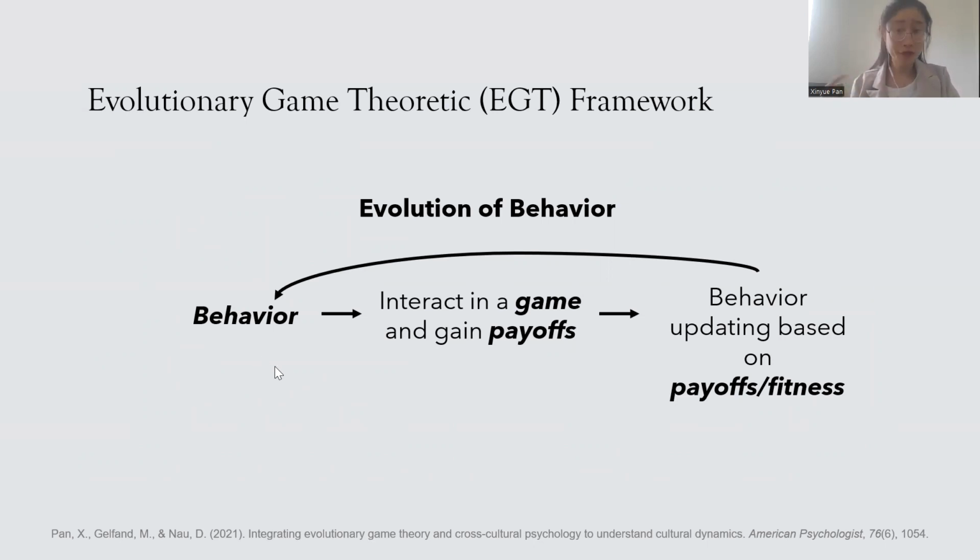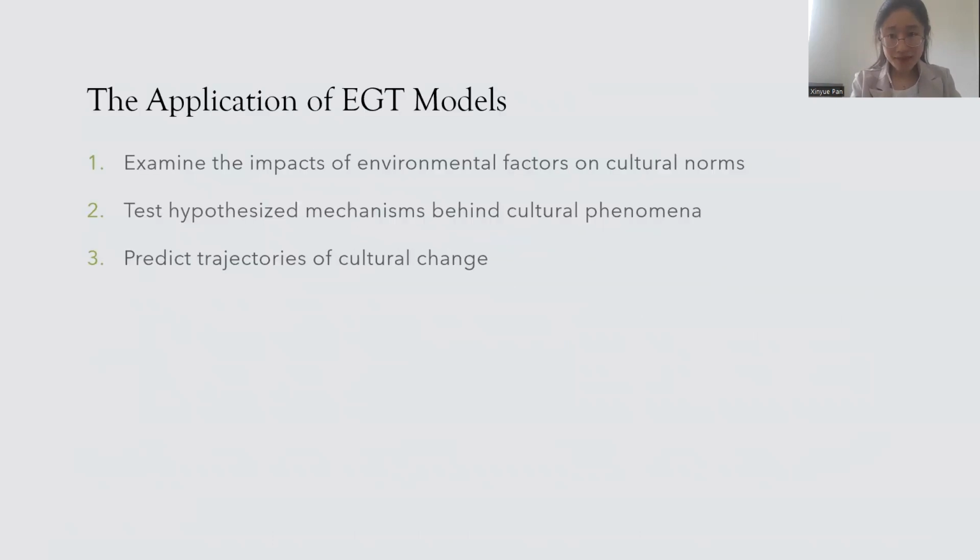And this is the EGT framework that we use to study the evolution of behaviors. And then in the next section, I will show you how we can apply this framework to study cultural dynamics. So specifically, I will show you 3 applications of EGT models, but of course there are more. The 3 examples I'm going to show you are, first, how you can apply EGT models to examine the impacts of environmental factors on cultural norms. Second, how you can use EGT models to test the hypothesis and mechanisms behind cultural phenomena. And third, how you can use EGT models to predict trajectories of cultural change.